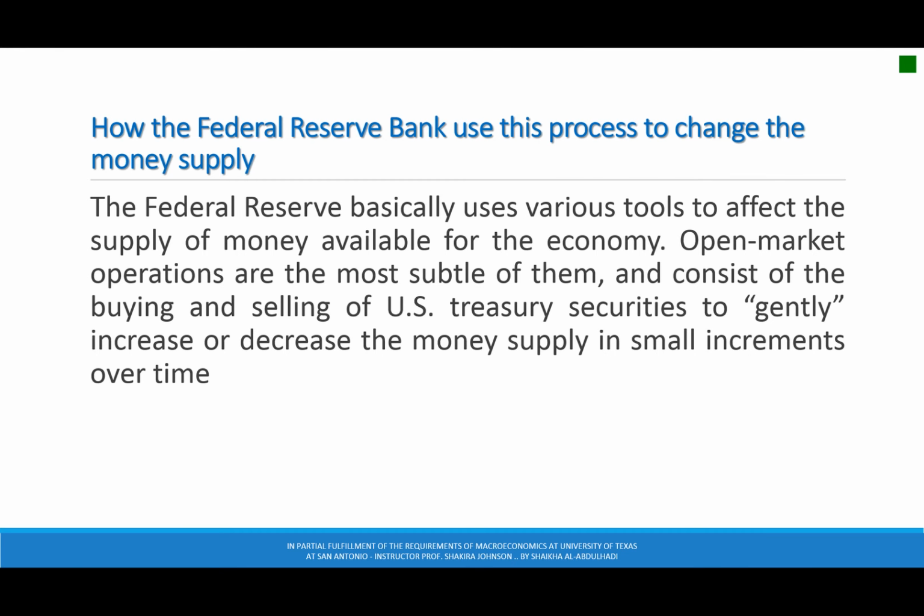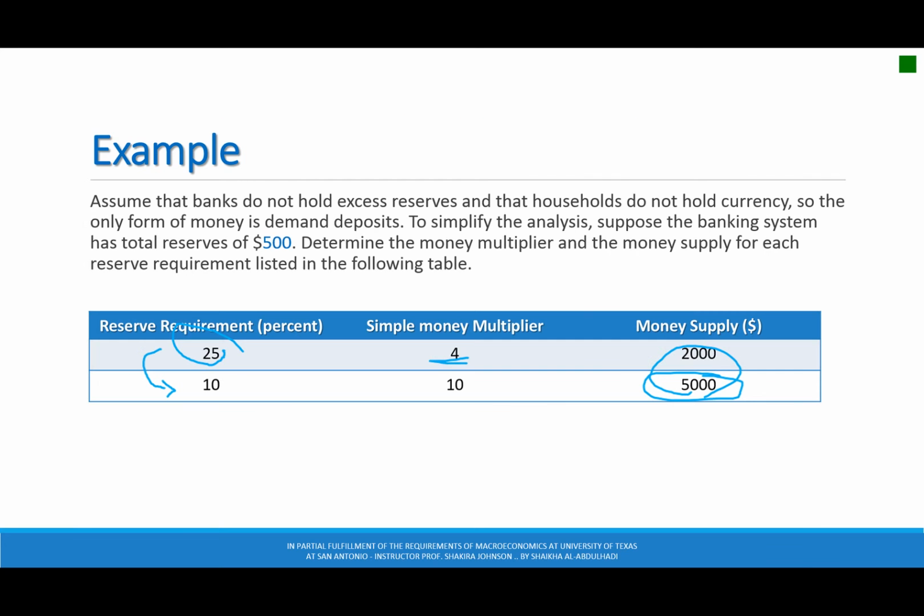So, how does the Federal Reserve Bank use this process to change the money supply? The Federal Reserve basically uses various tools, as I said before, to affect the supply of money available for the economy. Open market operations are the most subtle of them and consist of buying and selling of U.S. Treasury securities to gently increase or decrease the money supply in small increments over time. In the next few slides, I will give examples of the reserve requirement, open market operation, and the money supply.